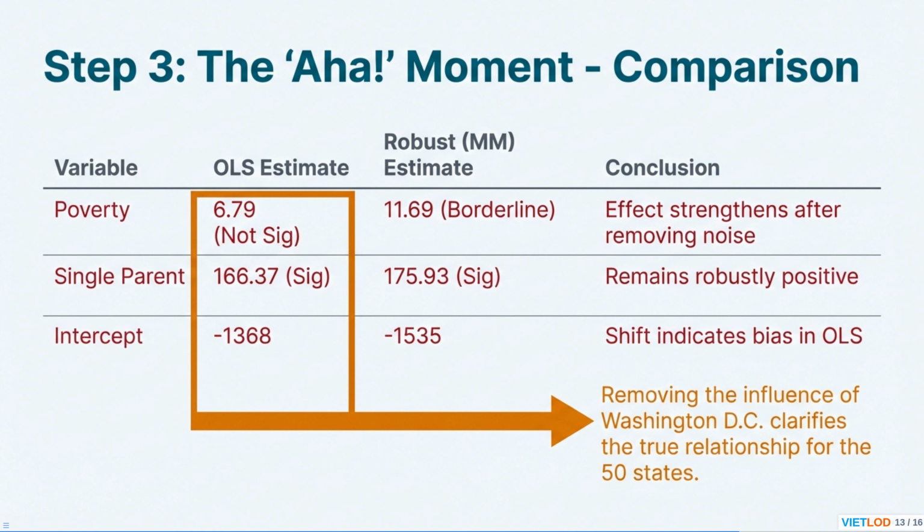In contrast, the coefficient for single-parent households remains robustly positive and highly significant in both models, confirming its strong and consistent impact regardless of the outlier. The notable shift in both the intercept and the poverty coefficient between the two models serves as a strong indicator that our initial OLS model was indeed biased by the influential outlier. By applying the estimator and effectively removing DC's distorting influence, we gain a much clearer and more accurate understanding of the relationships for the majority of the U.S. states.